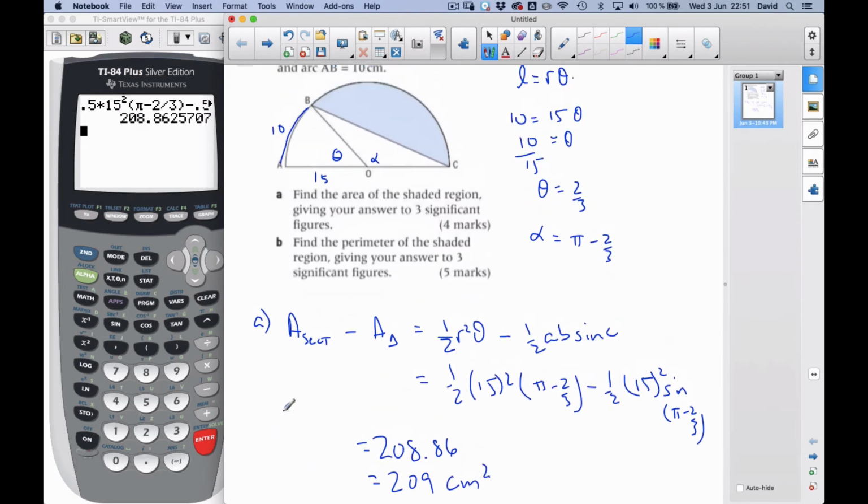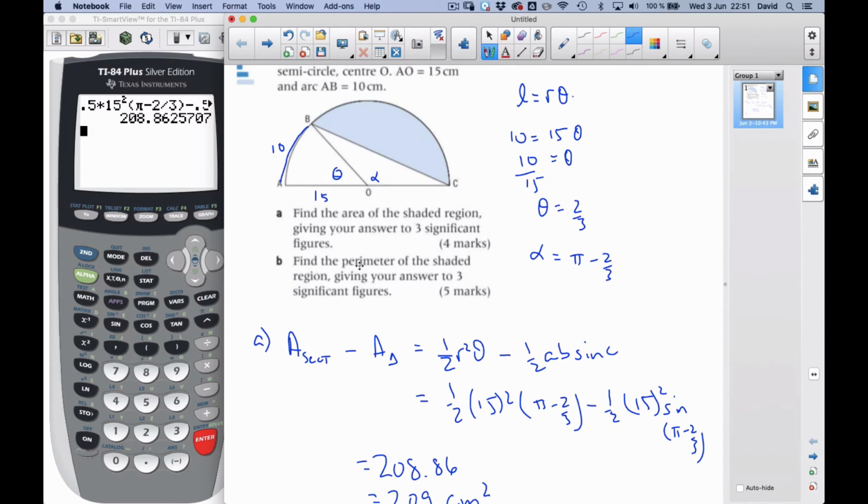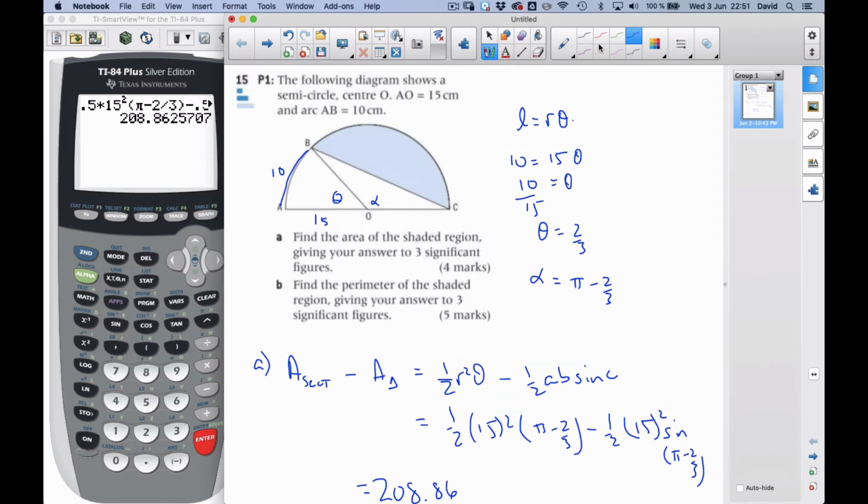Doing part B now, it wants me to find the perimeter of the shaded region. So in order to find the perimeter of the shaded region, I need to find the length of this chord here, which is part of the triangle. And I also need to find the arc length and add them together. The arc length is going to be L. I'm going to be able to use this formula, but my theta is going to be this alpha.